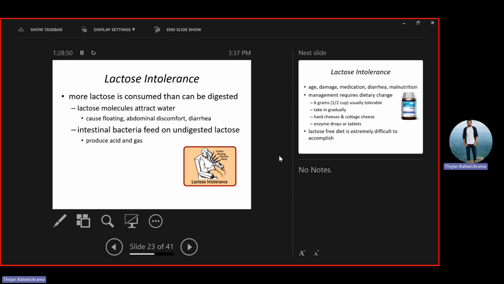Without water, now what is happening? Lactose is attracting water molecules. Now the availability of water for the digestion becomes less. Right. Now what is happening? There will be undigested lactose.